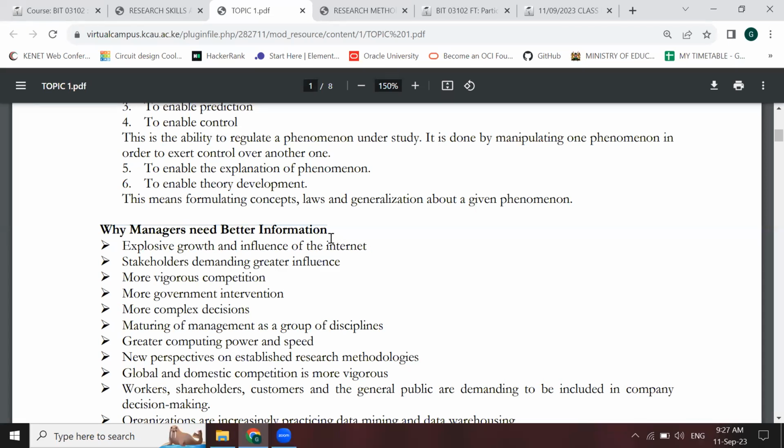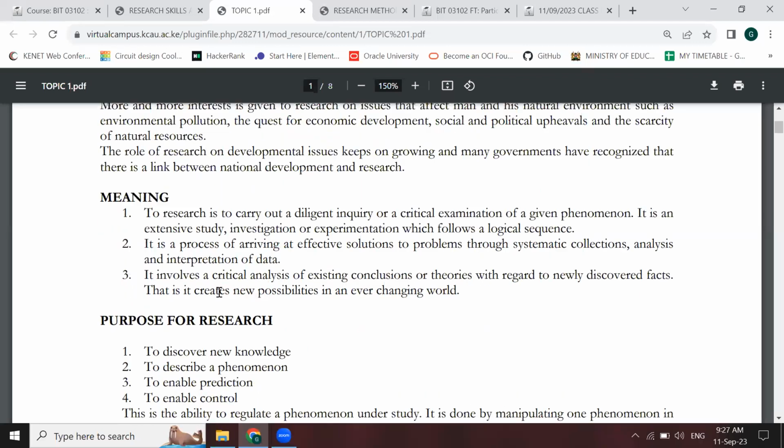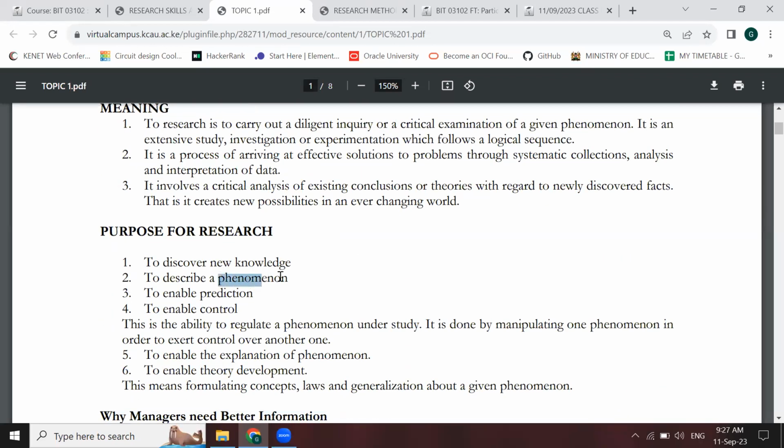So just note, research is a systematic, scientific investigation, and ensure that there is that idea of collecting data, analyzing data, interpretation of data, so that we can be able to understand the real problem that is existing. And by saying here, the purpose of research there is to describe a phenomenon. You note this, a phenomenon is just an object of investigation. It is what you as a researcher are interested in investigating.